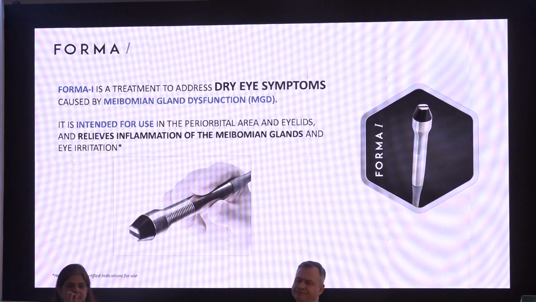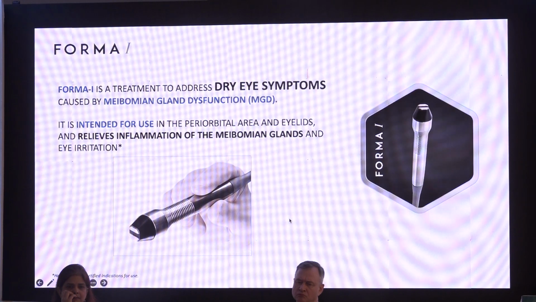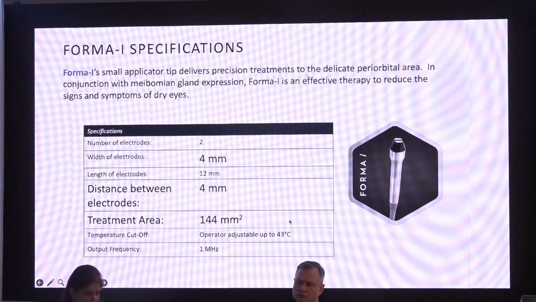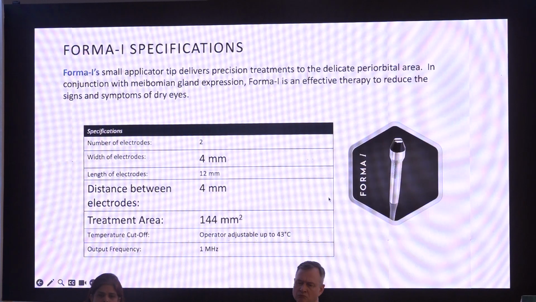The Forma 1 treatment is used to address dry eyes, and its intended use is in the periorbital area and the eyelids, and it relieves the inflammation of the meibomian glands and the eye irritation. And these are the specifications. There are 2 electrodes basically, and the distance between these 2 electrodes is 4 millimeters.